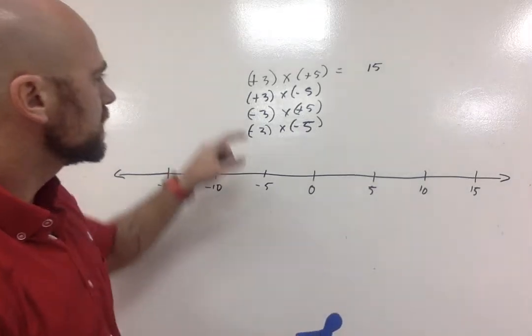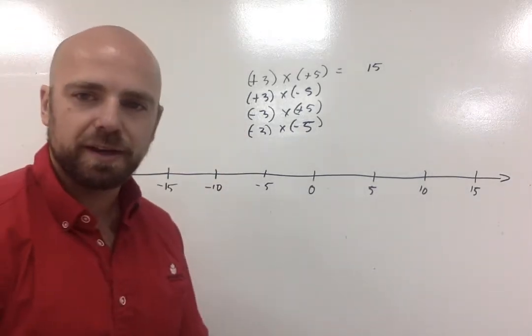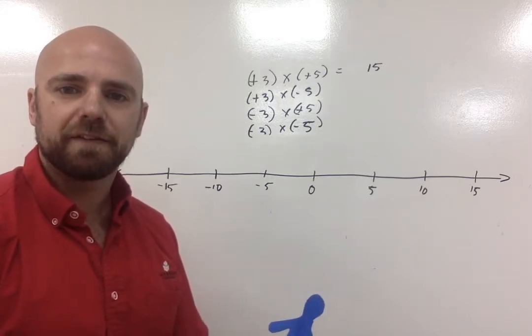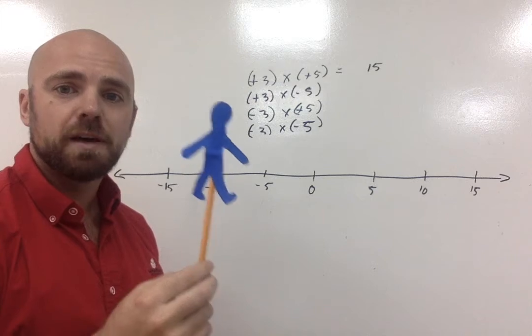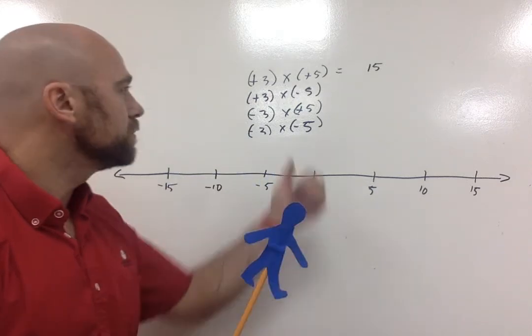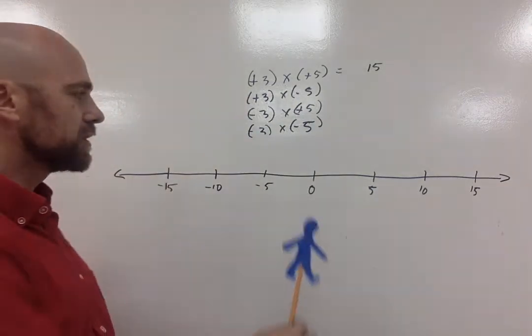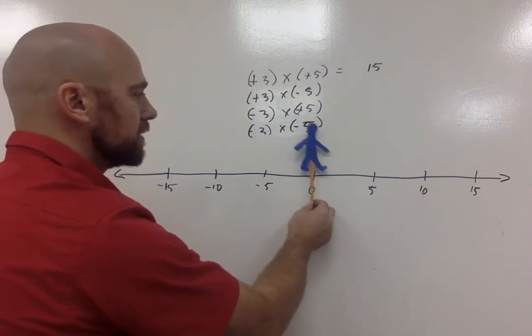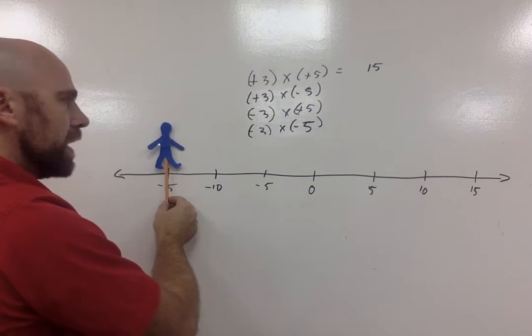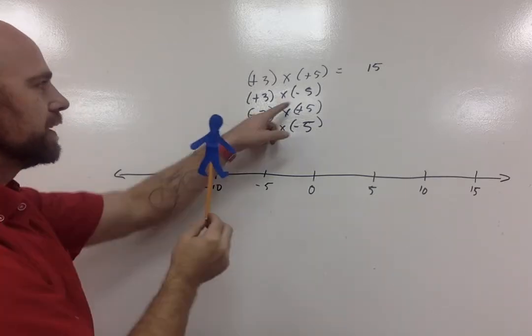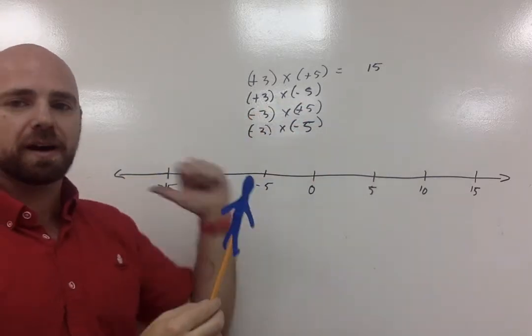All right, let's look at the second one. We have positive 3 times negative 5, which means we have our positive guy making 3 jumps. But which direction is he moving in? Well, he's moving in the negative direction. So he's going 1, 2, 3. How did that work? Well, we have a negative 5, which means he's moving backwards.